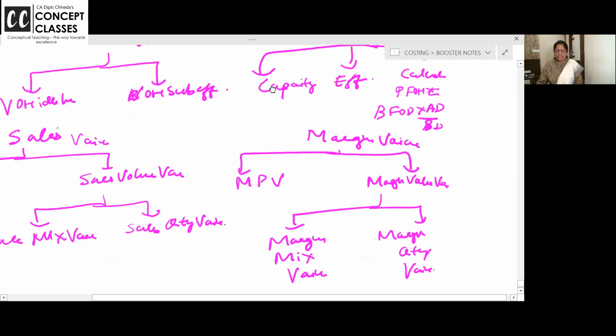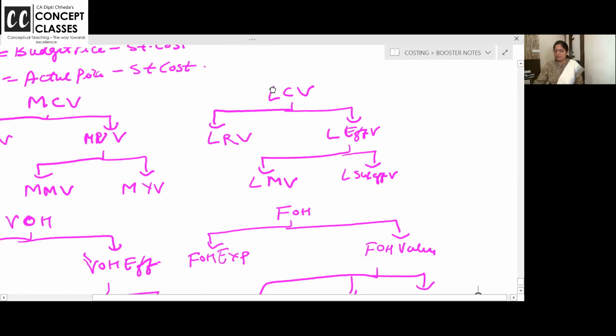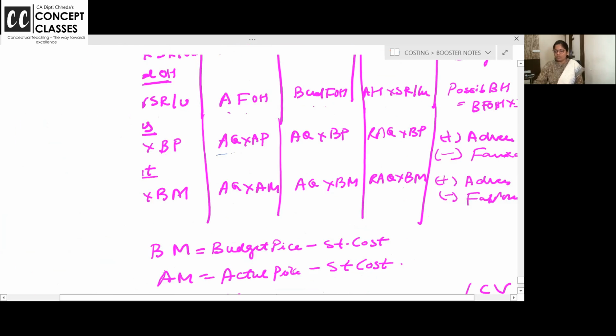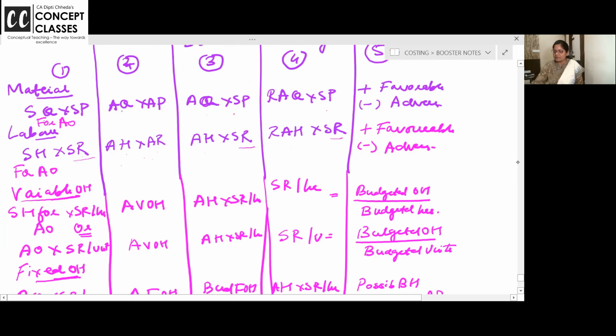Safety stock. Yeah, I know you're asking what will be the safety stock. So today the screen is giving trouble actually. We went to the booster notes there. These are the booster notes.